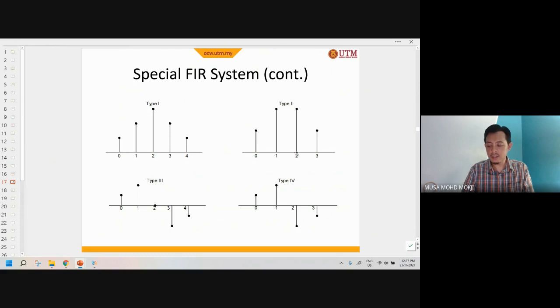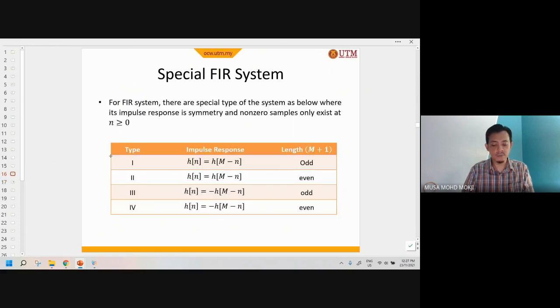So where is the symmetry? Between 1 and 2. So it doesn't have a center. Here we have a center value. But both are actually symmetric, and we can represent that using this equation. Type 1: h[n] equals h[M minus n].